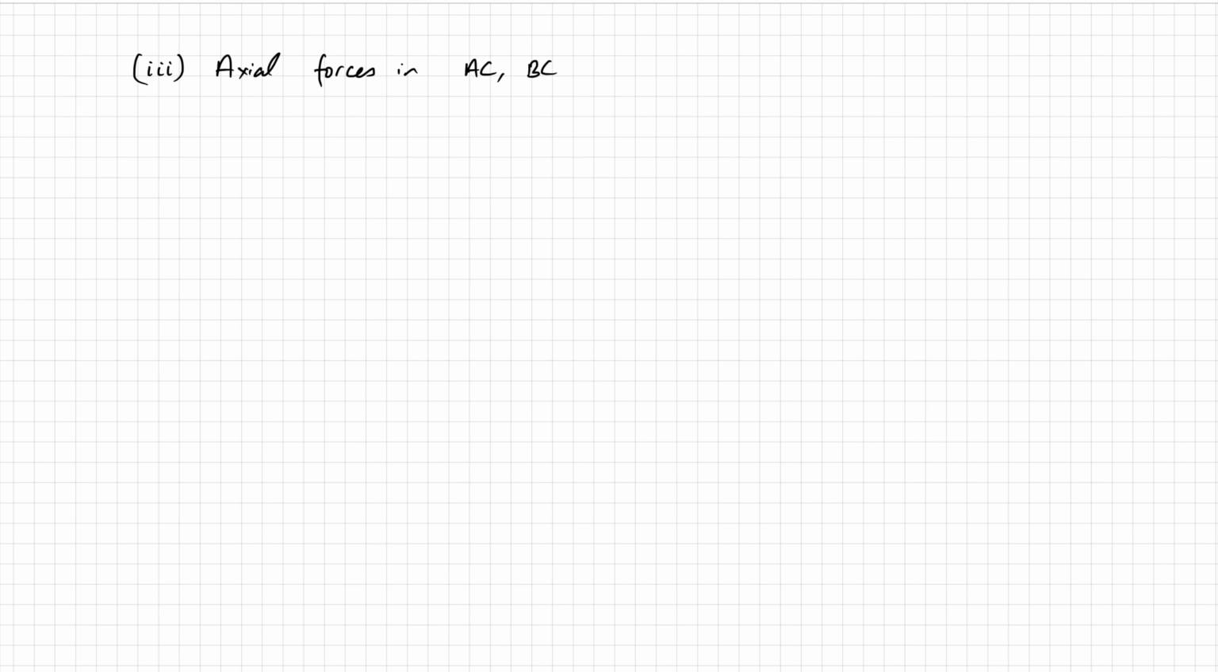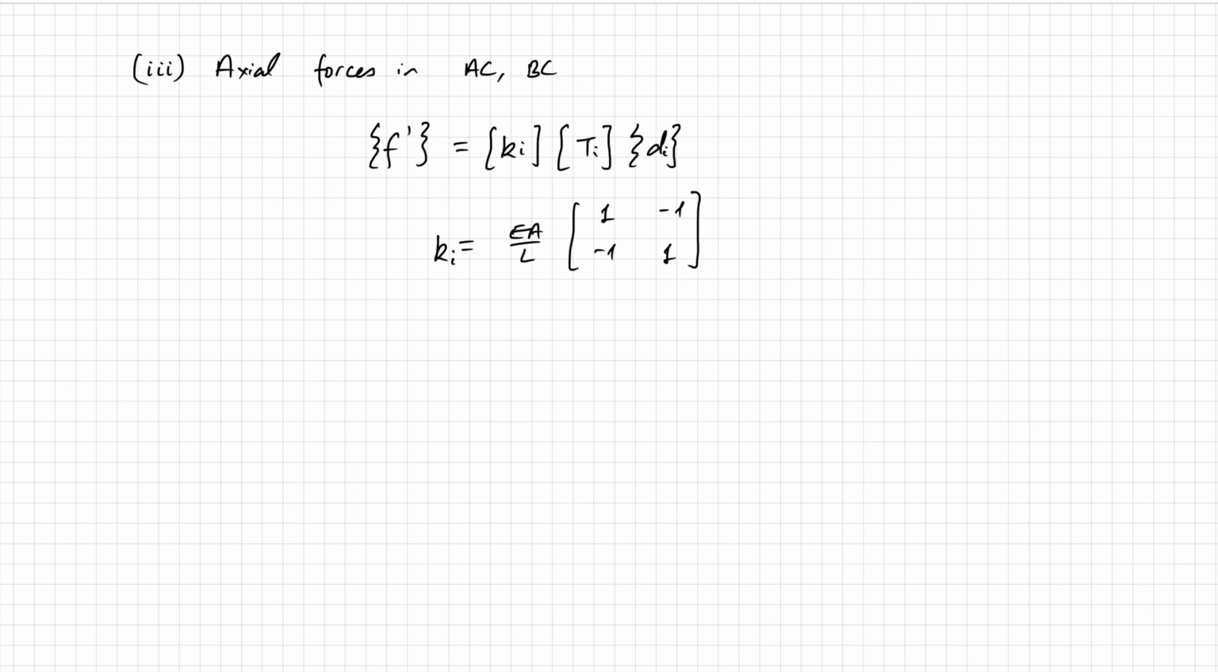And the last part of the question was to find the axial forces in AC and BC. If we go back to lecture 8, we'll see that the forces in their local coordinates, which is what we need to find the axial forces, equals the stiffness matrix in local coordinates times the transformation times the displacements in the global coordinates. As we said, in local coordinates, the stiffness matrix is very simple. This looks like this. And we also said that the transformation matrix is. So knowing those two, we can just go one step back and find the axial forces in local coordinates.